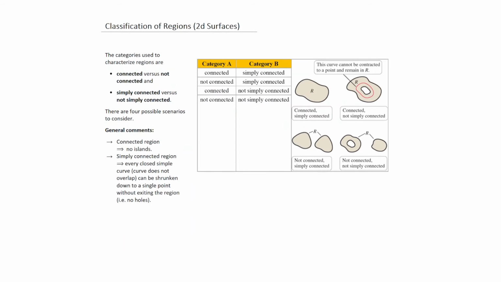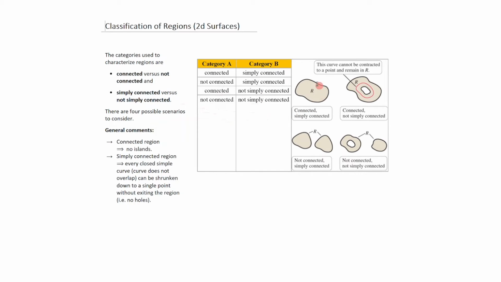All right, now let's classify regions. Basically, there are two things that are used to characterize regions. One is whether or not the region is connected versus not connected, and is it simply connected versus not simply connected. Again, there are four possible scenarios, which I have outlined here in the table. So let's look at each one of these in turn.